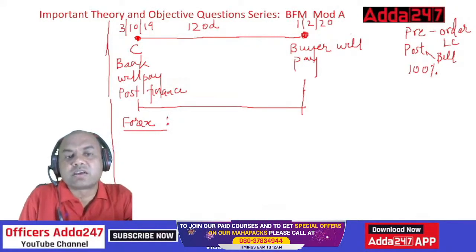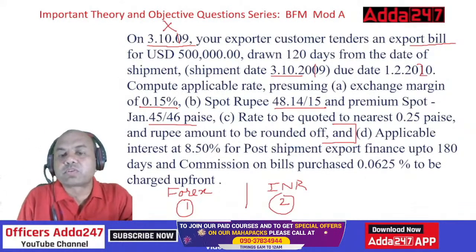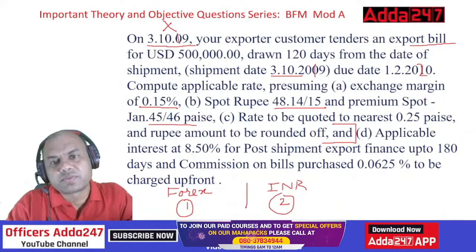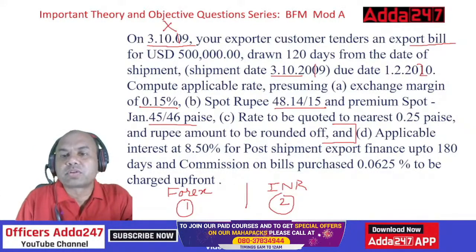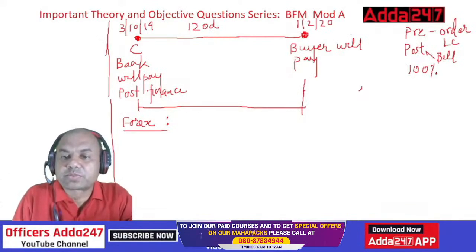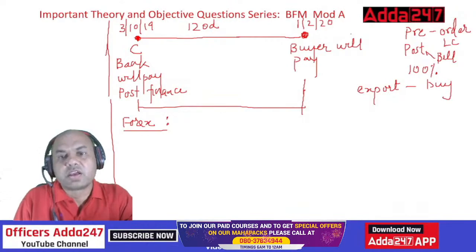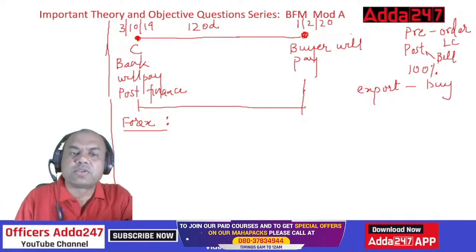See here, today's date spot rate is given as 48.1415. So which one should I take now? Is this export or import? This is an export client. Whenever I am having an export client, always use the buy rate. For export, always buy. Got it? And for import, always use the sell. So I'll be using the buy rate.